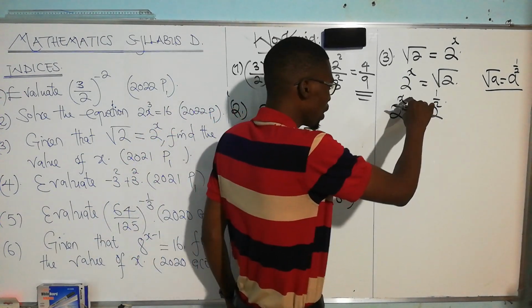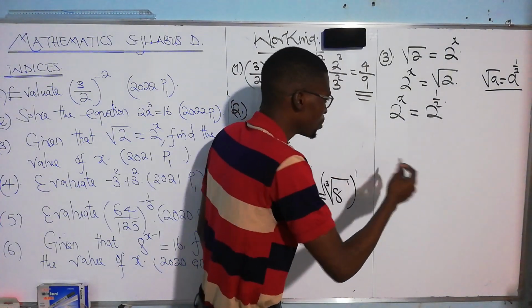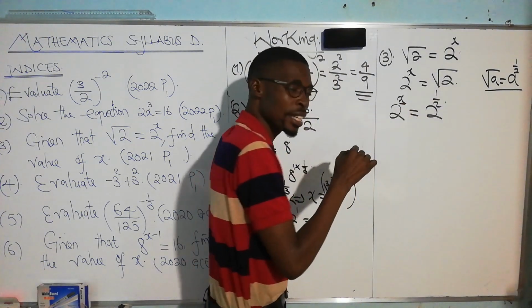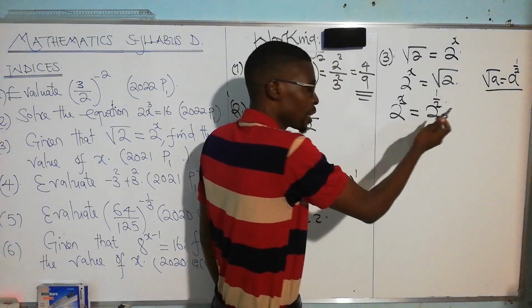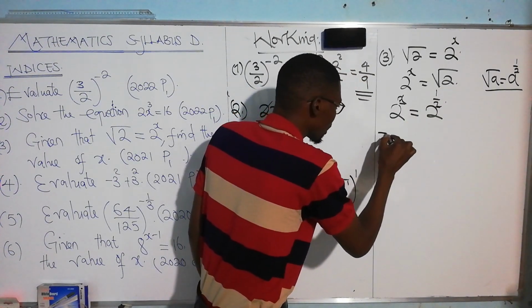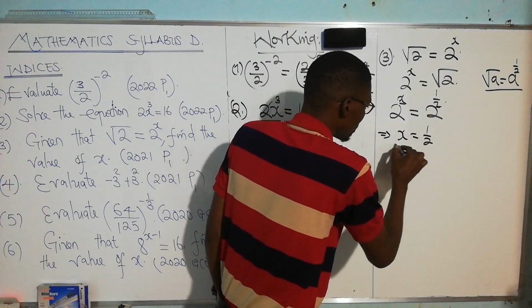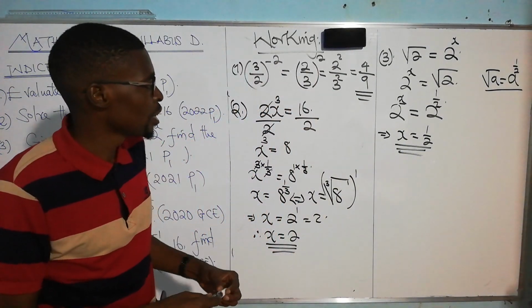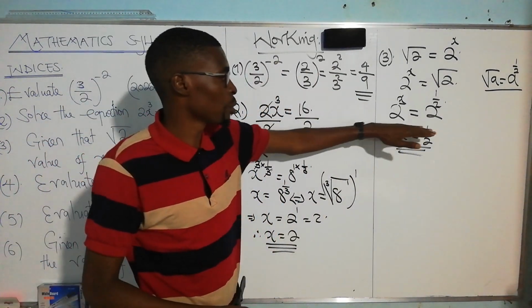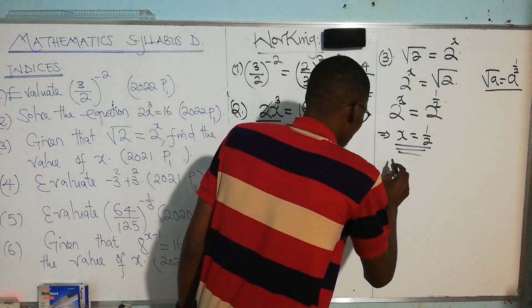So if 2 to the power x is equal to 2 to the power 1 over 2, it means that this x here, which is the exponent, is equal to the exponent there, which is 1 over 2, because the bases are equal. So there you just say x is equal to 1 over 2, and the equation is solved. Just as simple as that. No need to panic when you encounter such a question. Let's look at question 4.